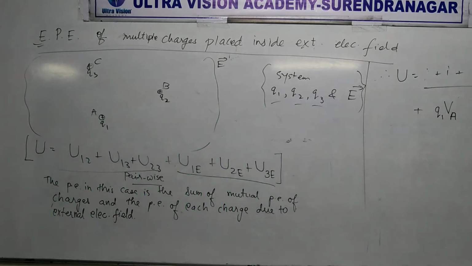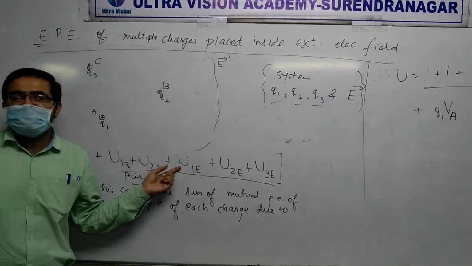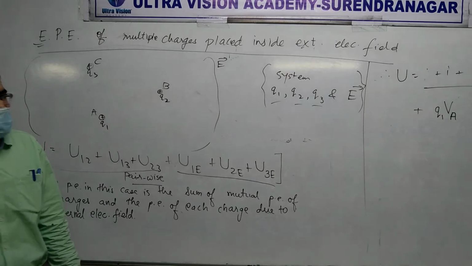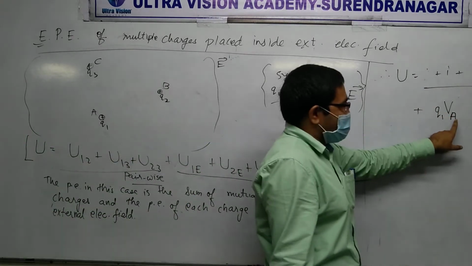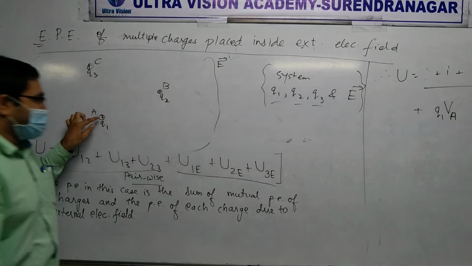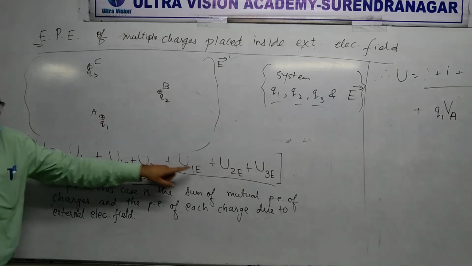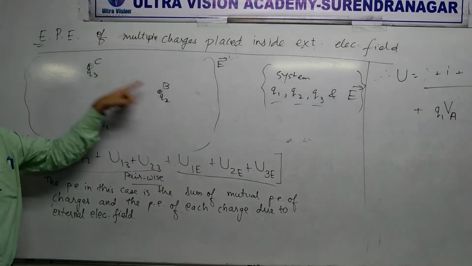Clear or not clear? What relation have I used? U is equal to Q into V. U is equal to Q into V. Where what is V? VA means potential at this point. Created by what? Created by the external electric field, not by these charges.